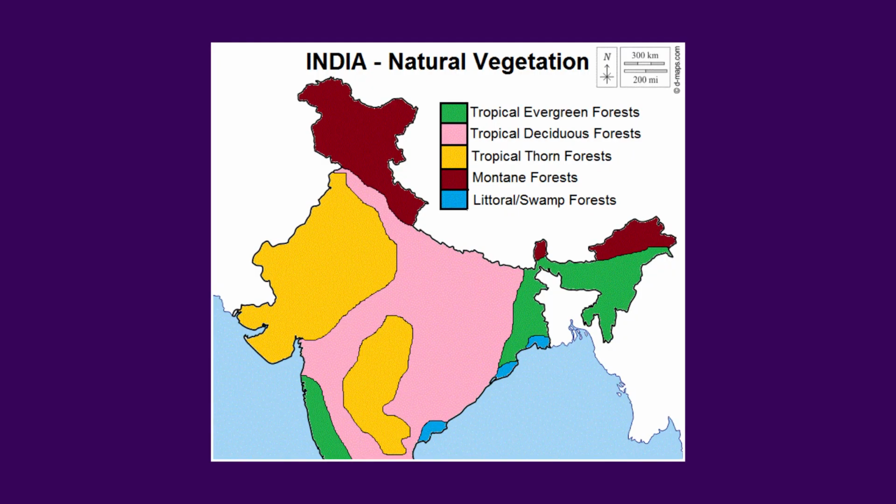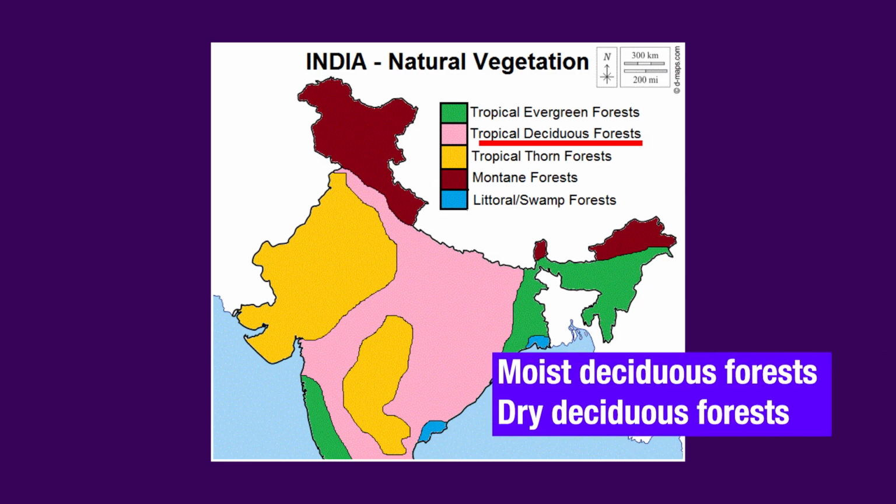The next vegetation type is tropical deciduous forest. Depending upon the precipitation level and water availability, tropical deciduous forests are classified into 2 types, the moist deciduous forest and dry deciduous forest. Most moist deciduous forest vegetation is found in the regions which receive annual rainfall between 200 centimeters and 100 centimeters. The annual temperature ranges between 24 degrees Celsius and 27 degrees Celsius.